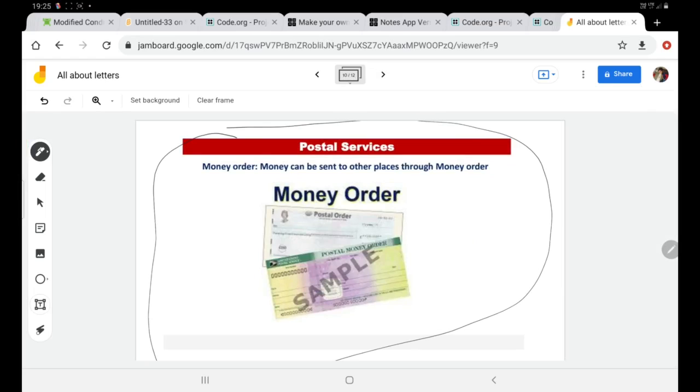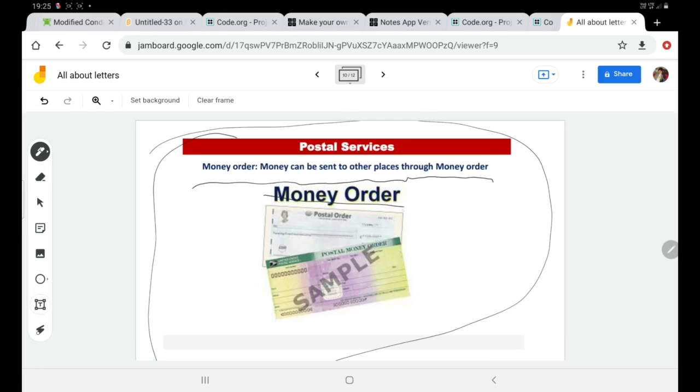Like I want to send some money, like 1,000, to someone. So what do we need to do? You will think we will put it in a postcard and post it. No guys, it's wrong. We will use a money order to post it. Money can be sent to other places through a money order.